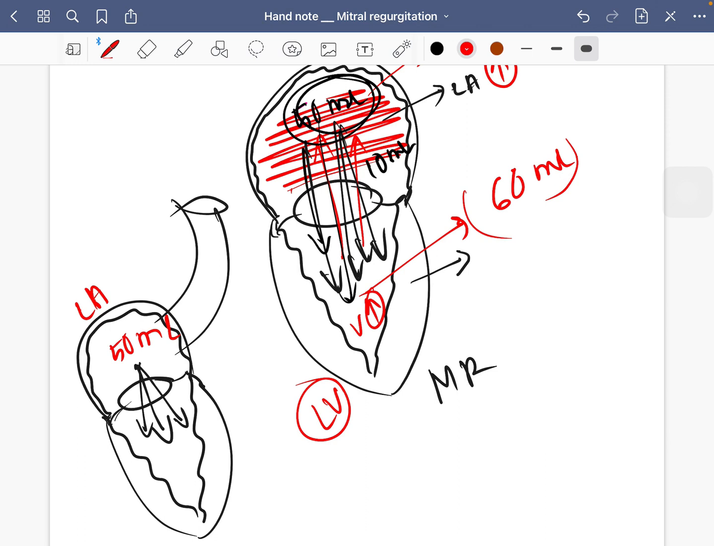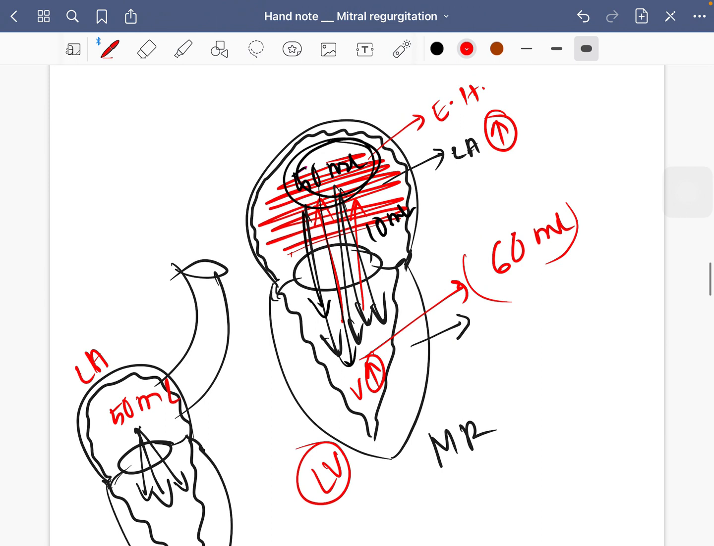Okay, so initially the left ventricle will compensate for it, but gradually, whenever the severity of the mitral regurgitation increases, the amount of backward-going blood will also increase.